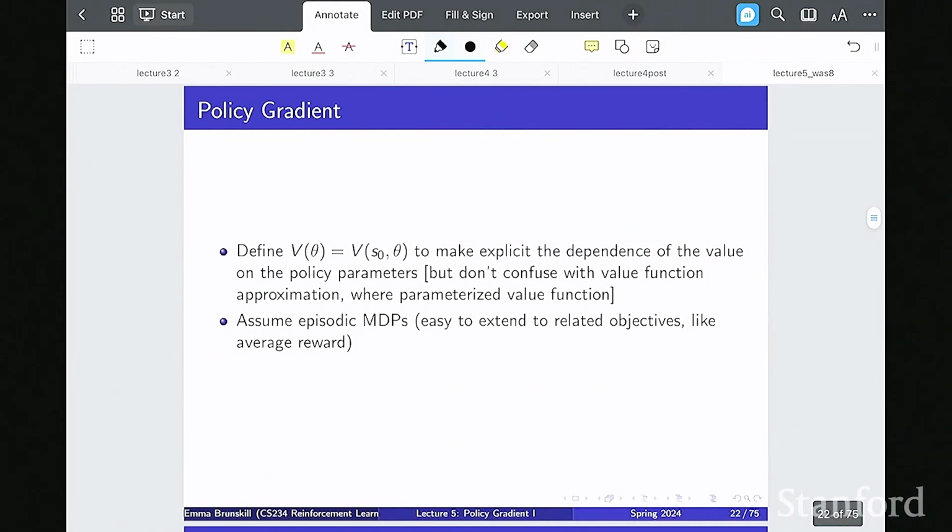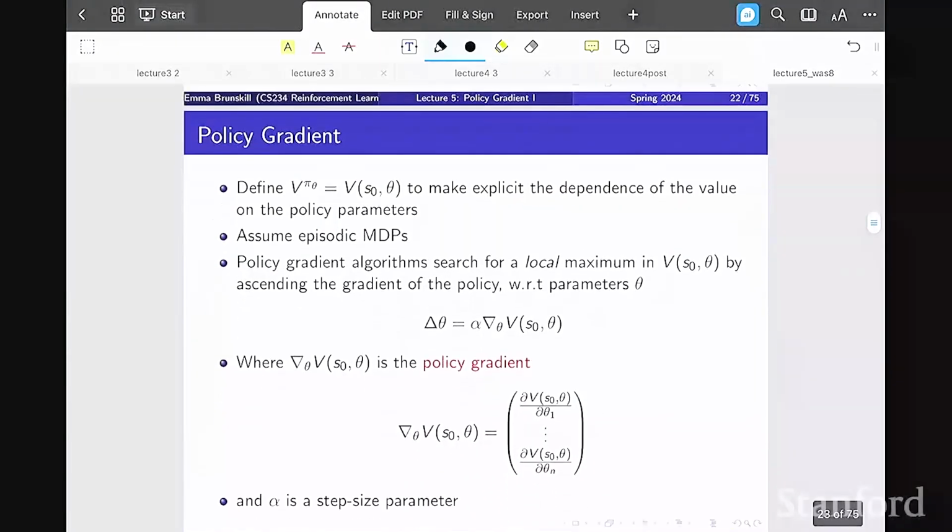So to do that, we're going to explicitly define the gradient, and we're going to write down the value function as a function of the policy parameters, so that we can be clear that this value function relies on those policies. And we're going to focus today on episodic Markov decision processes, where we go for a single episode, stop, reset, and keep going.